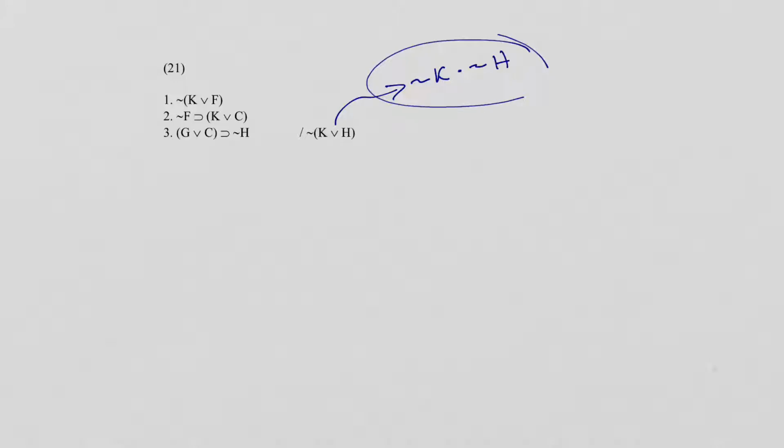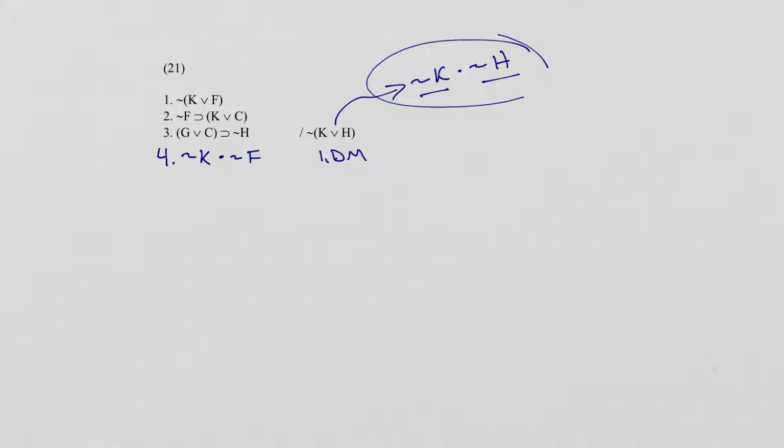And a lot of times this is going to be a lot easier because looking at not K dot not H, I know if I get not K in a line by itself and I get not H in a line by itself, I can conjunct them together and I'm good. Okay? Also, over here, I want to do De Morgan on line 1. So I'm going to have not K dot not F, so that's just De Morgan.